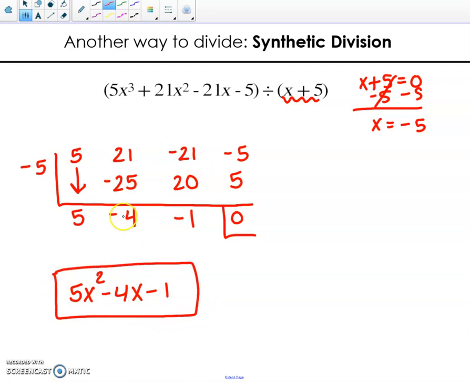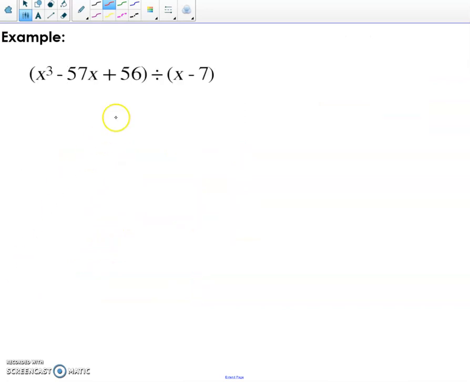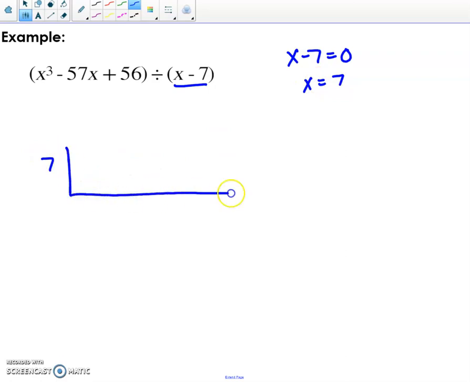So a lot less steps and a lot less time to solve this with synthetic. So let's look at another example. All right, so again, first step is going to be to take the divisor and set the divisor equal to 0. So x minus 7 equals 0, so we get x equals 7. So 7 is going to be the number on the outside.